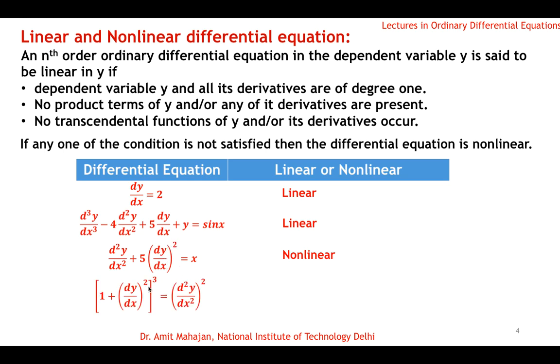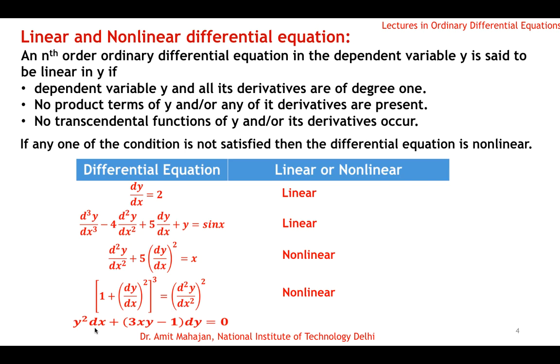Take the fourth example: (1 plus (dy by dx) square) whole cube equals (d2y by dx square) whole square. So again it is a non-linear equation because the second derivative term has a power 2. The differential equation is not of degree 1, it is a degree 2 differential equation, non-linear. Okay, this is one example.